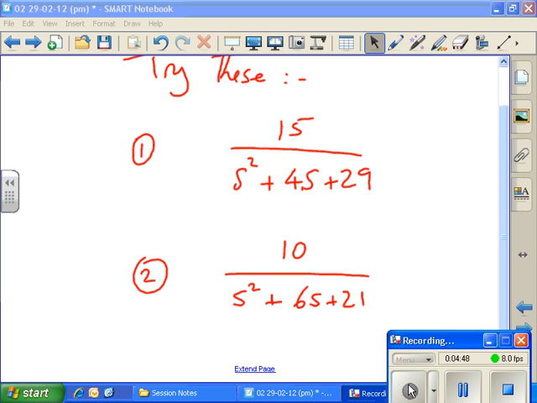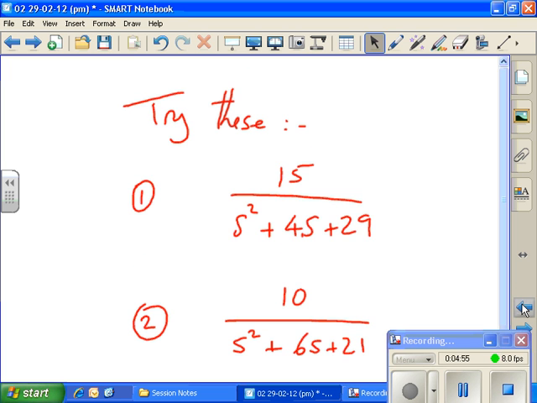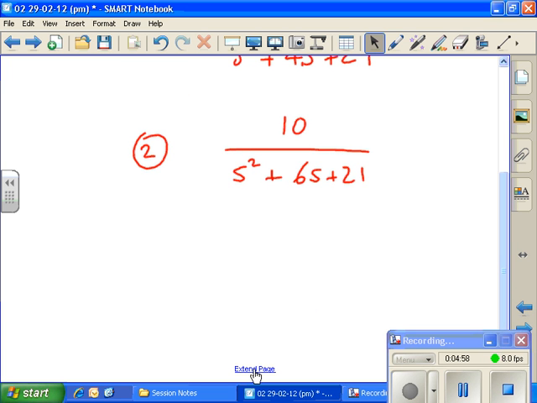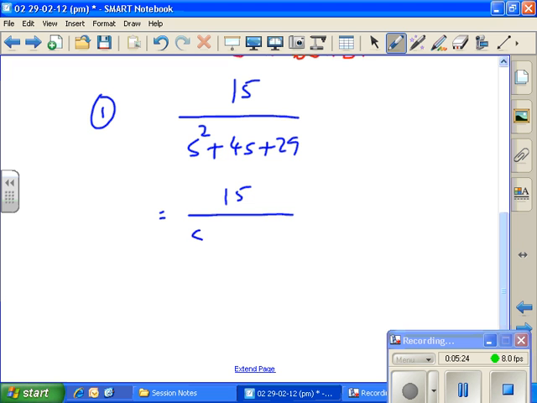15 over s squared plus 4s plus 29. Now, take 13 away from the 29, so we can actually split this into 15 over s squared plus 4s plus, I'll take 13 off that, so what does that leave?